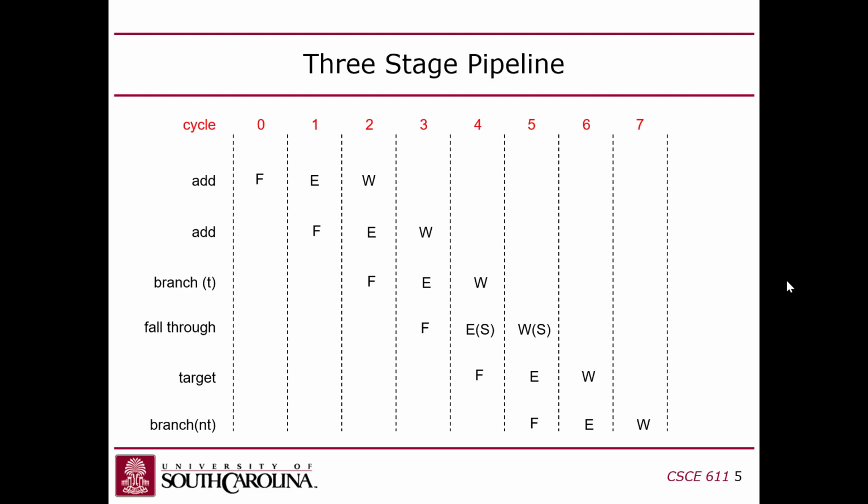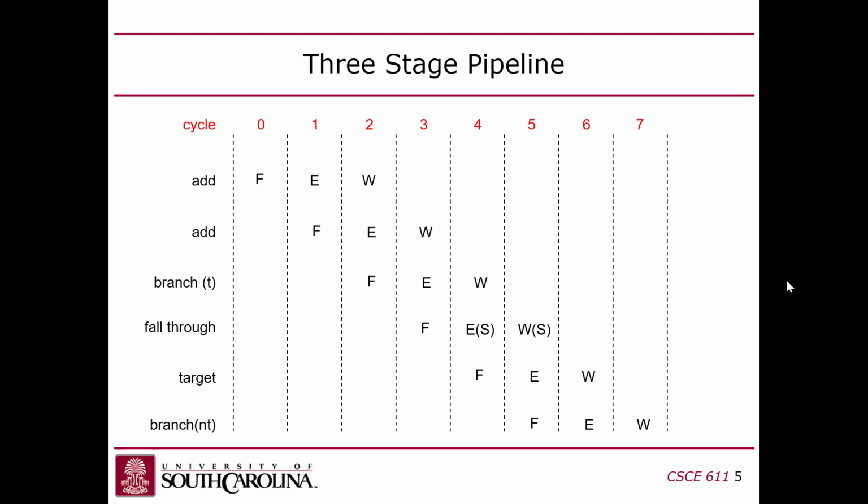So here's an example. You've got an add that's fetched in cycle 0, a second add that's fetched in cycle 1, and then you've got your branch that's fetched in cycle 2. Now, if the branch is not taken, it's not an issue because the instruction after the branch, which is the fall through, whatever instruction appears right after the branch in the code, is being fetched while the branch is being executed. So if the branch is not taken, you don't have to do anything. You just keep going. You send the instruction that was in the fall through slot. It's already been fetched, so just execute it.